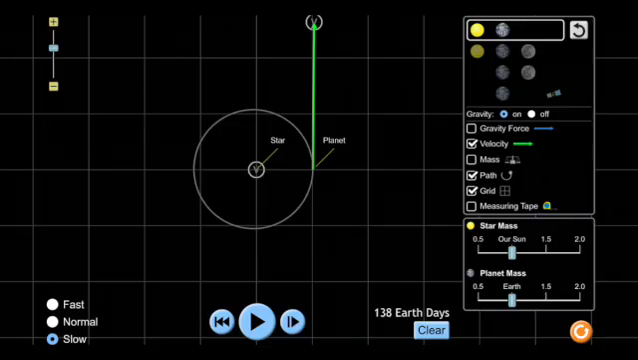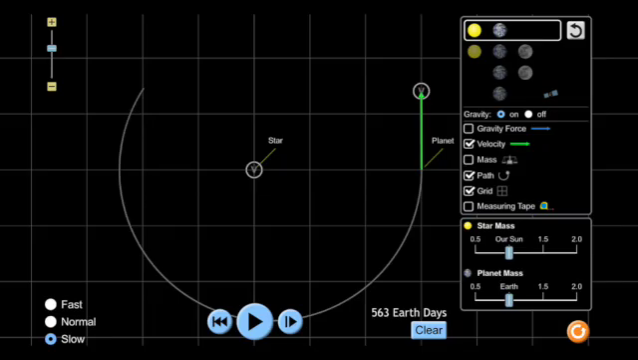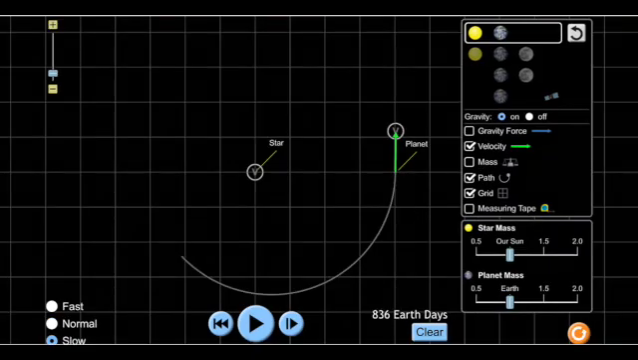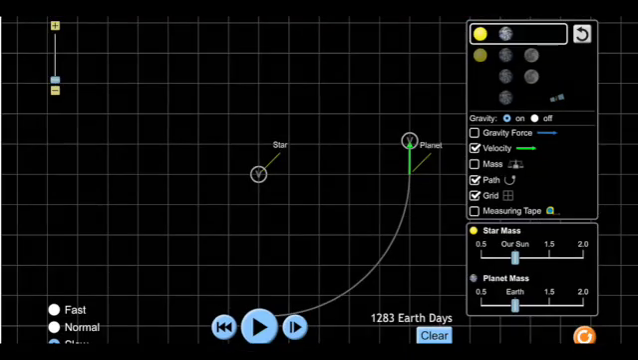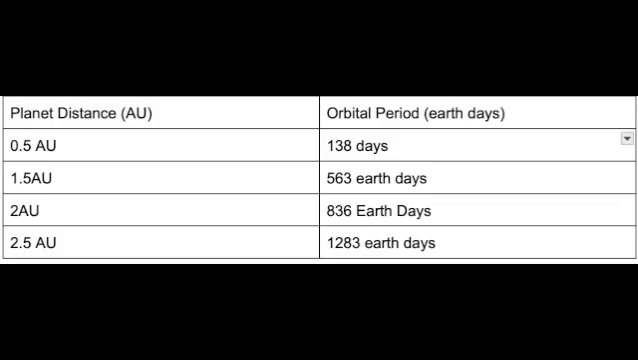For this scenario 1 photo, the planet distance in AUs is 0.5 AU, and the orbital period in Earth days was 138 days. For scenario 2, the planet distance was 1.5 AU, and the orbital period in Earth days was 563 days. For scenario 3, the planet distance was 2 AU, and the orbital period was 836 Earth days. Finally, for scenario 4, the planet distance was 2.5 AU, and the orbital period was 1,283 Earth days. The data table looks as such.